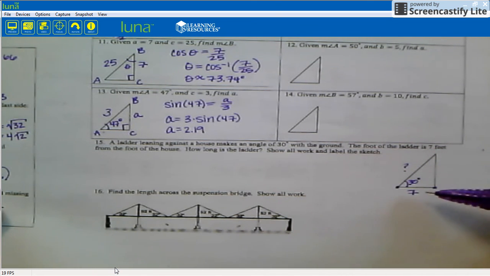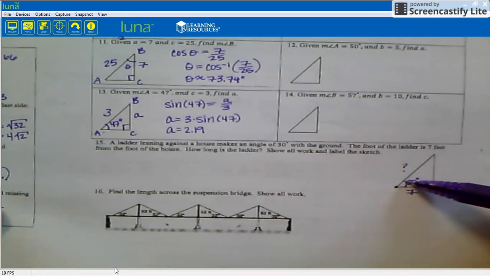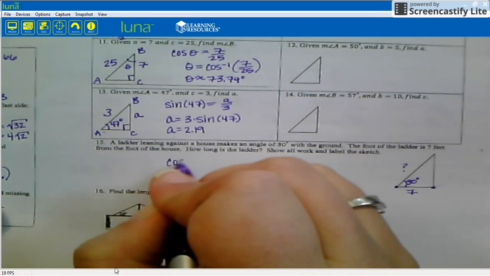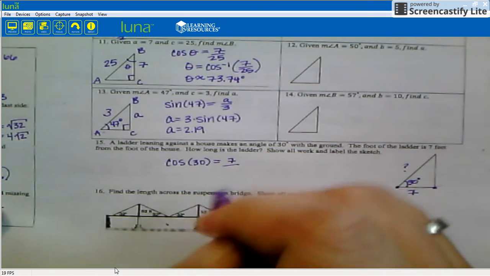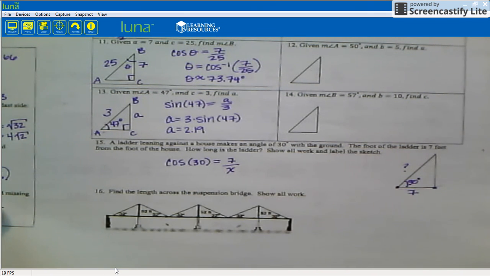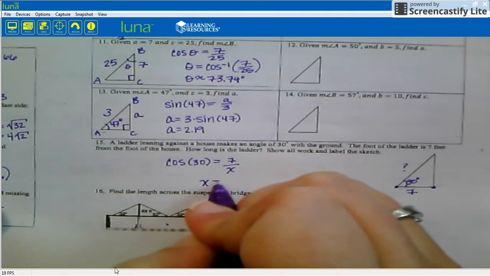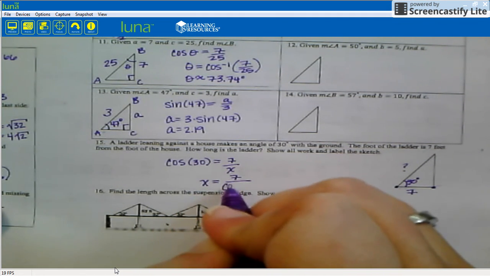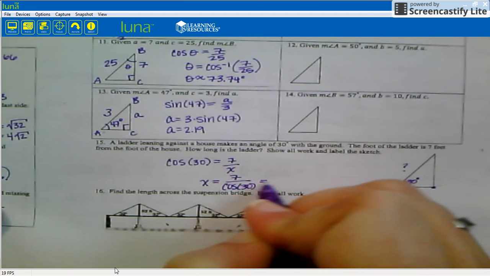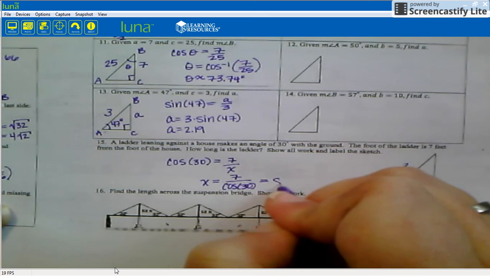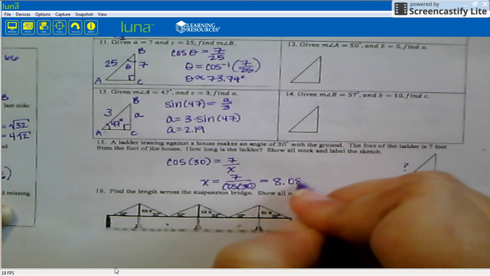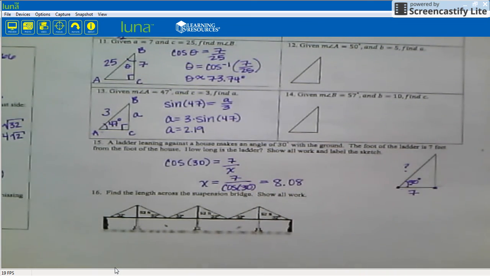So we're going to work with, this is technically our long side. But what we're going to do is we have adjacent, we're looking for hypotenuse. So we have the cosine of 30 is equal to 7 over my hypotenuse. We'll call it x. And now we solve for x. So I know that x is going to be equal to 7 divided by the cosine of 30. And this is going to give me 8.08. So the ladder is about 8 feet.